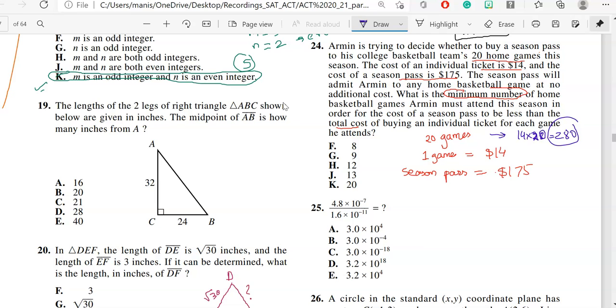So what I will do over here is I'll just pick a random choice. So I pick this 13 over here. Okay, if I pick 13 and I multiply 14 by 13, it gives me the answer $182. So this means this will be the minimum number of games he should visit in order for this pass to be worth it for him. So this is a minimum number. So J is the correct answer for this question.